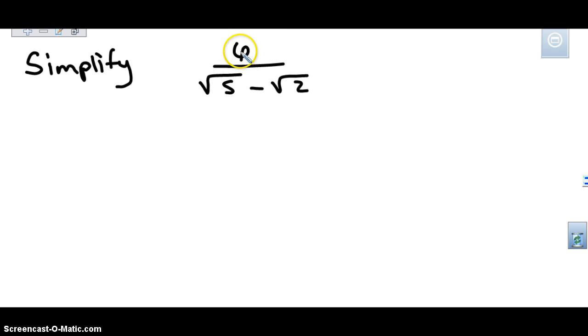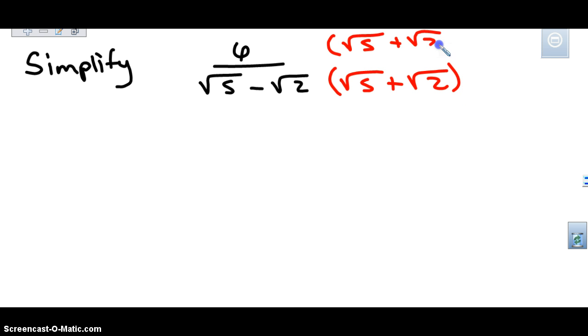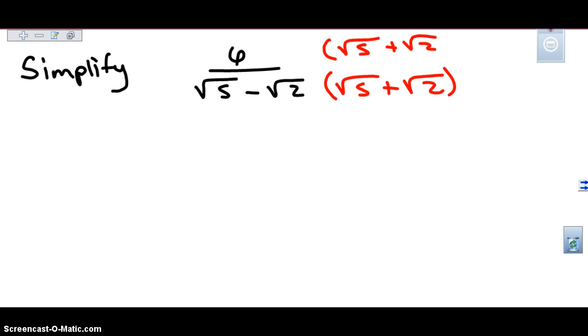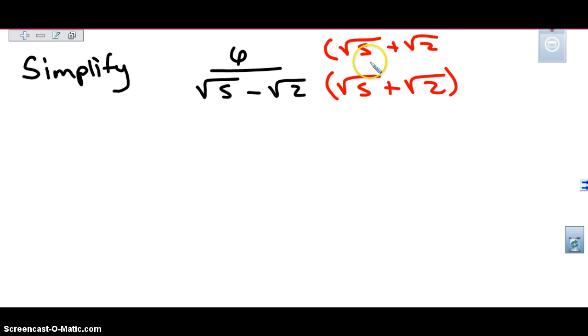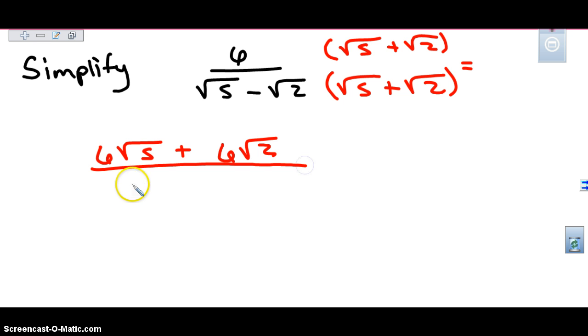So we have to simplify 6 over the square root of 5 minus the square root of 2. We have to rationalize the denominator using conjugates. That means we have to multiply times its conjugate, square root of 5 plus the square root of 2. And you have to do that to both numerator and denominator. That would equal 6 square root of 5 plus 6 square root of 2 over 5 minus 2.